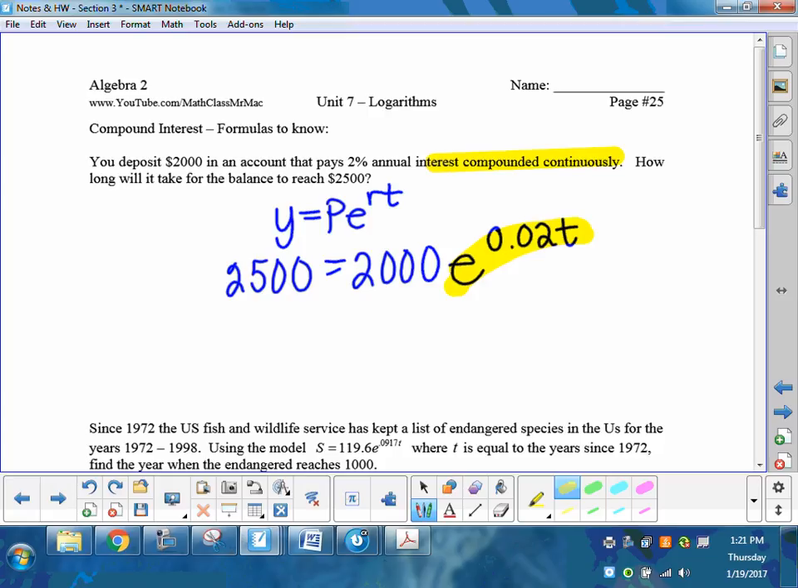1 person. 2. Eli, what do you say? If I divide both sides by 2,000, this would come out to be 5 over 4 or 1.25. It doesn't matter which one you do. 5 over 4 is equal to e to the 0.02 t power. What do I do from here? Really? What? Yep. Nope. I don't need to do anything with the power or compute that out. You could, but you're still going to have to do something afterwards. You're going to do t equals.